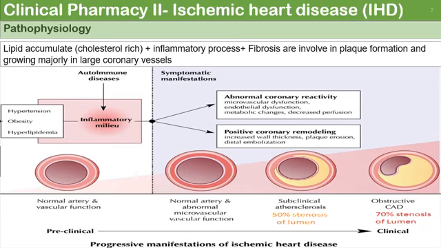The narrowing increases, and the symptoms of angina will increase in severity. So it is a combination between the accumulation of cholesterol-rich material and the inflammatory process that leads to formation of a fibrous plaque on the intima inside the coronary blood vessel, which will lead to subsequent narrowing and then limitation in the blood supply to the myocardium.